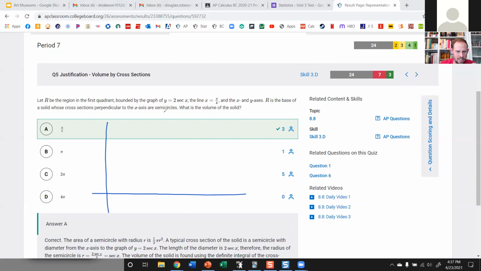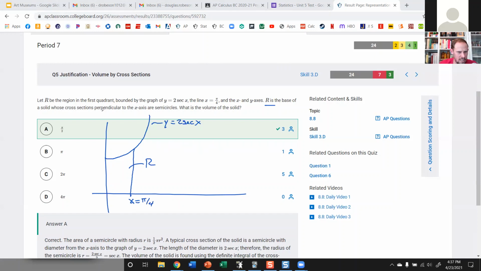So let's see, we've got 2 secant of x. Secant of x is kind of like parabolas going up, but this would be y equals 2 secant of x. Pi over 4 would be maybe like here. All right, and we said the x and y axis. So this is our section right here. This is R.